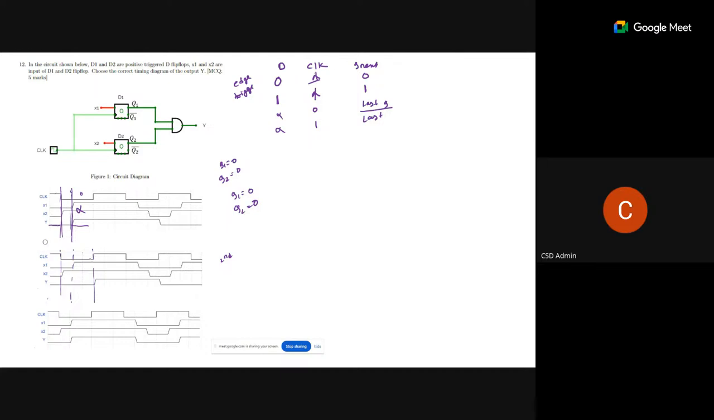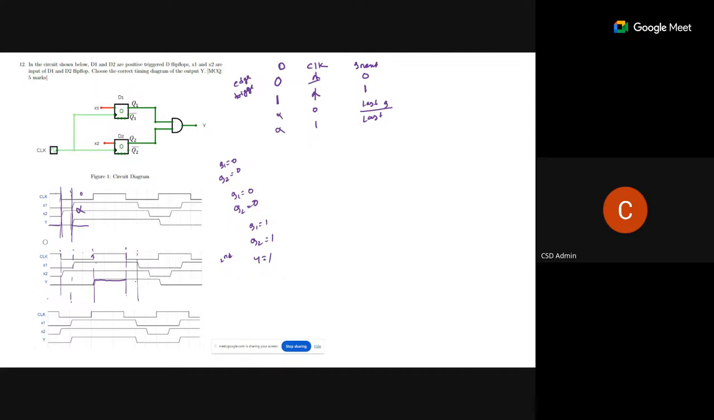Because now you can see that X1 is high, X2 is also high, and the clock goes 0 to 1. So Q1 will be 1 and Q2 will be 1, so Y will be 1, correct? But does it happen at a certain delay or instantly? A certain delay, a few milliseconds of delay. Okay. Now, up to that is correct. Now let's go to that.